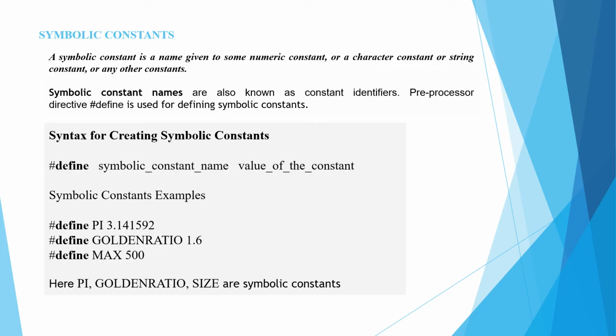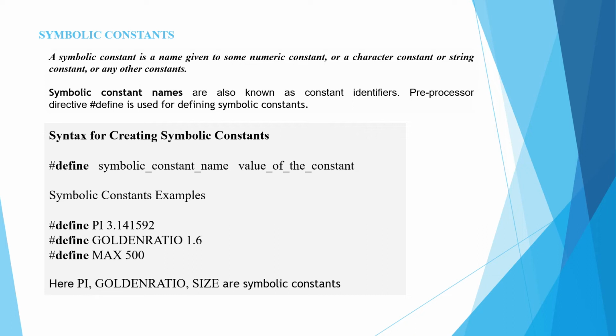Symbolic constant. So what is a symbolic constant? A symbolic constant is a name given to some numeric constant, character constant, string constant, or any other constant. Symbolic constants or names are also called constant identifiers. These constant identifiers we can also call preprocessor directives. The preprocessor directives are defined by using the statement #define. This #define statement is used for defining a symbolic constant.